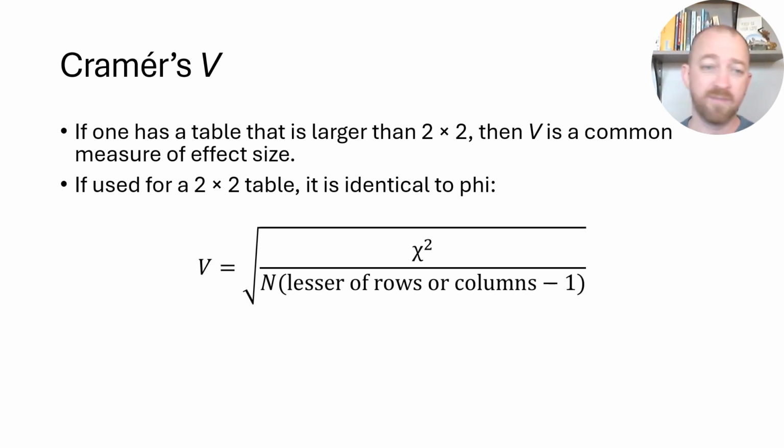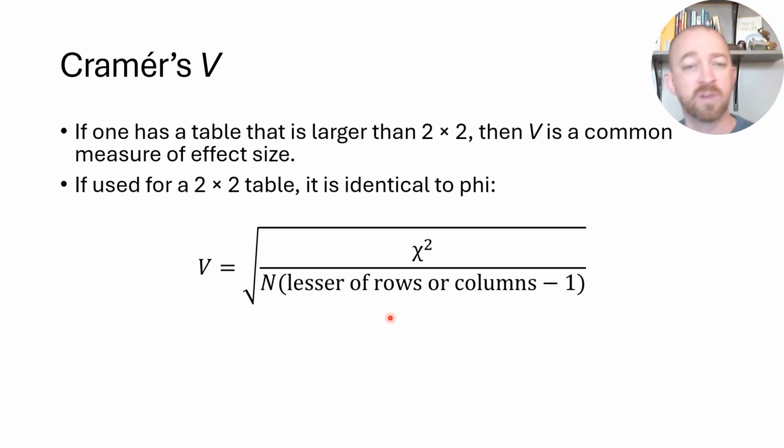Here's the equation. Again, very simple to calculate. It's just a little more complicated than phi, of course. Phi is just divided by n, as you recall. However, V, in order to adjust itself to the larger tables, takes the lesser of the rows or columns, and then subtracts 1 from that and multiplies it by n.